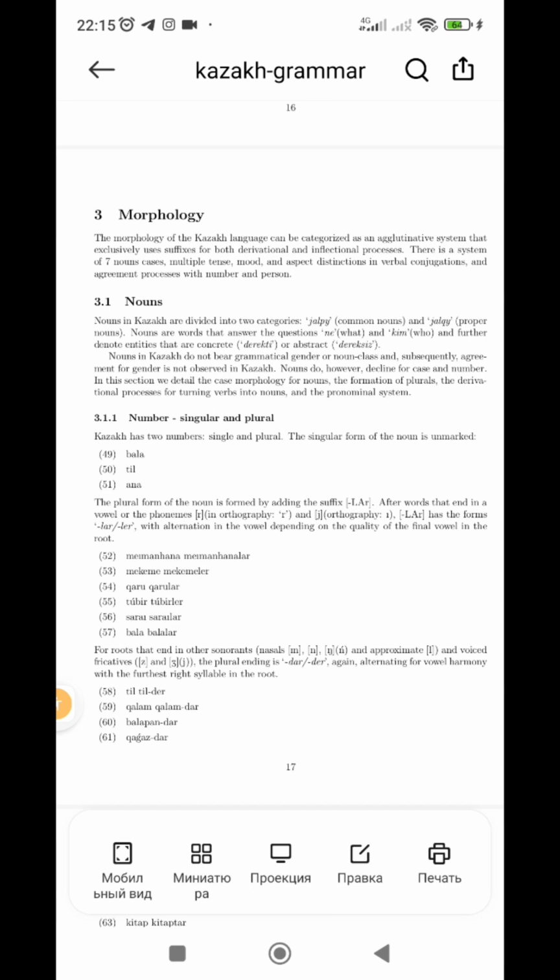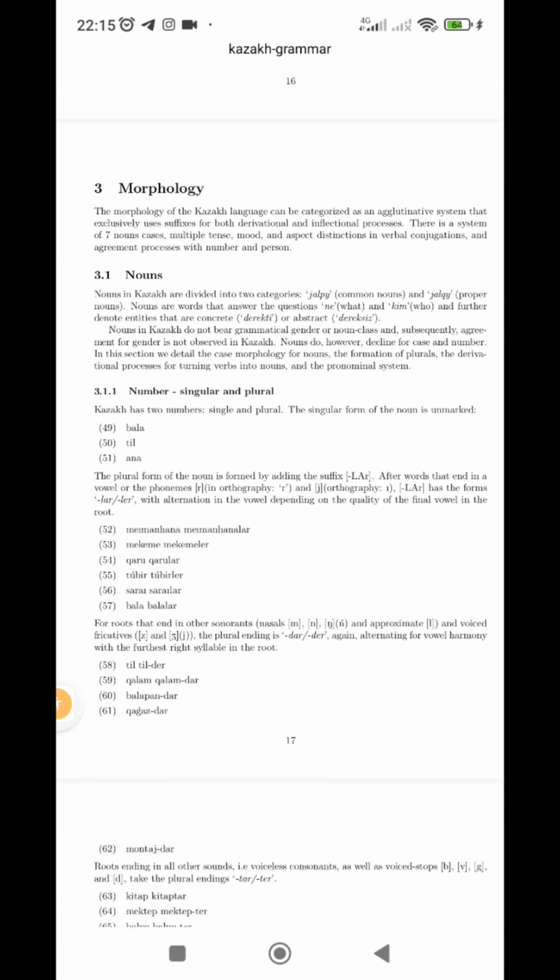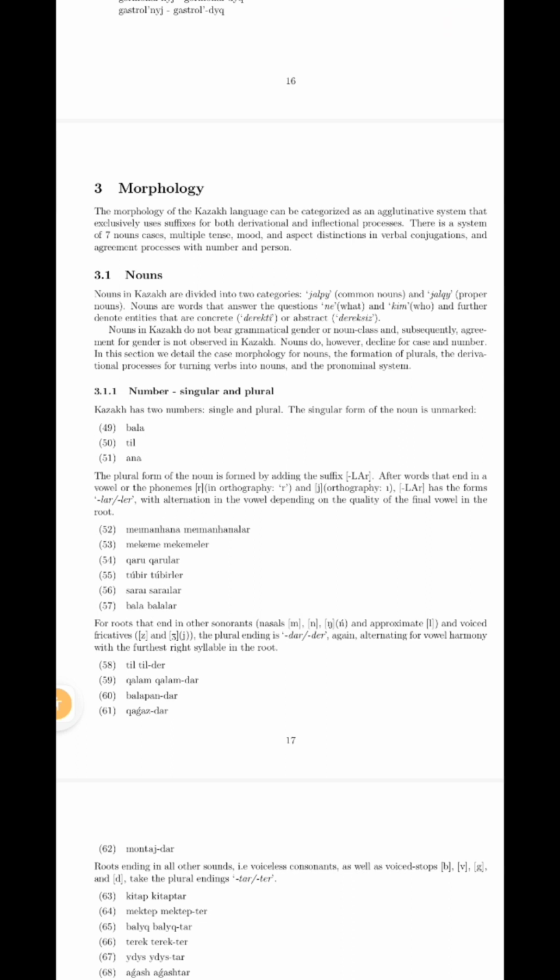For example, what is this? Бұл не. Бұл means this. Бұл не. What is this? Бұл кітап. This is a book. For кім, who: who is this? Бұл кім. Who is this? For example, бұл бала. This is a child.